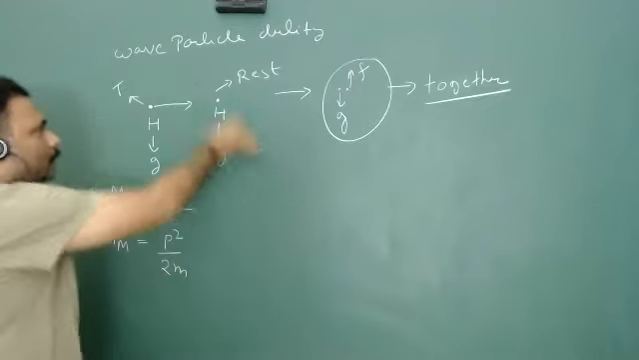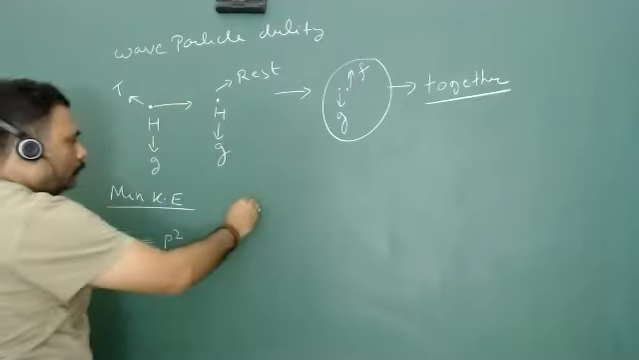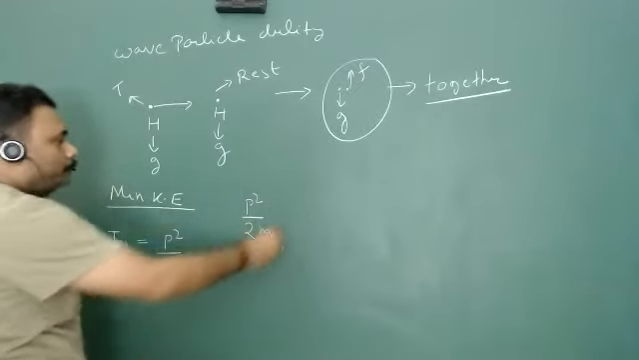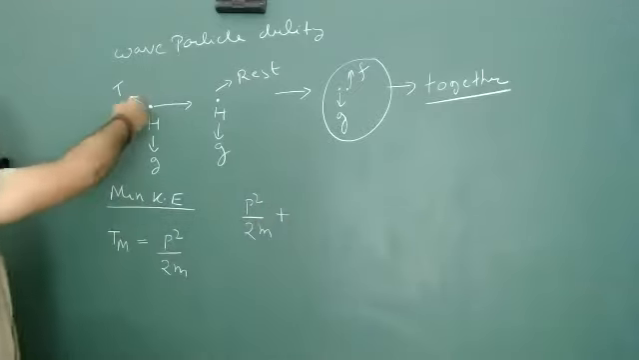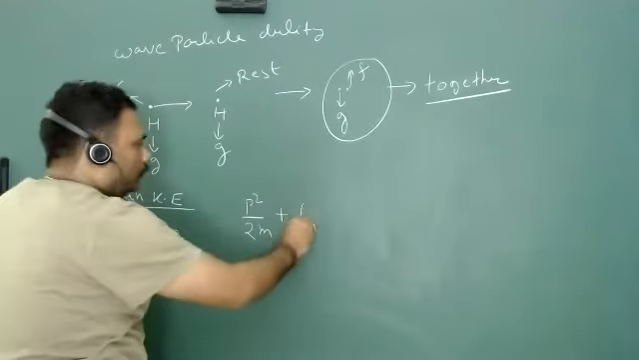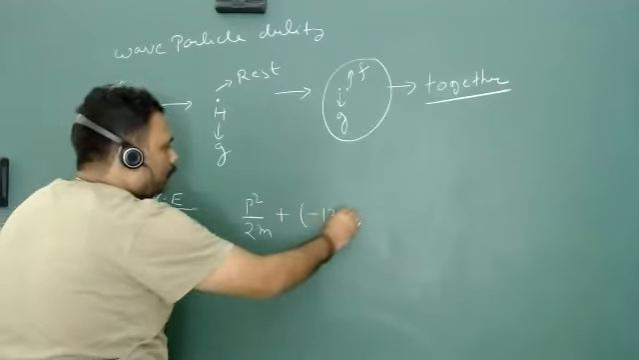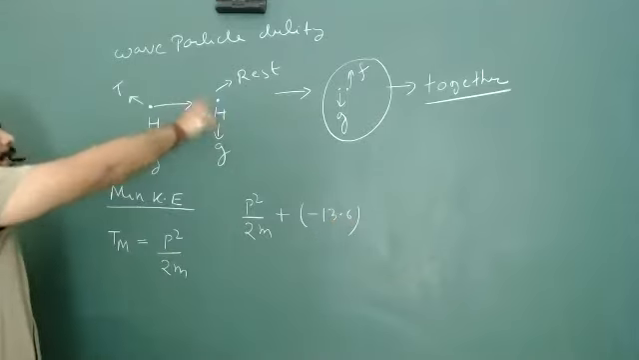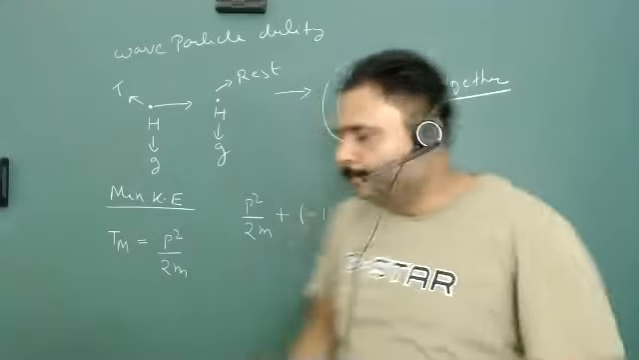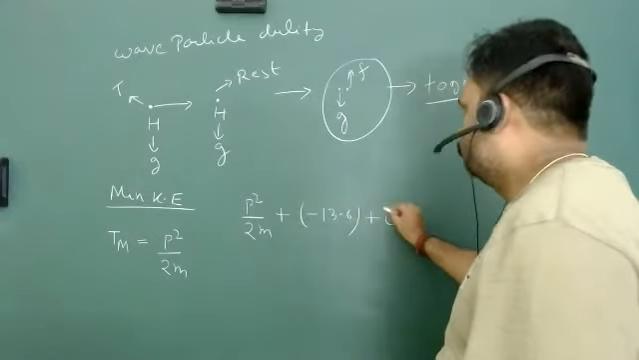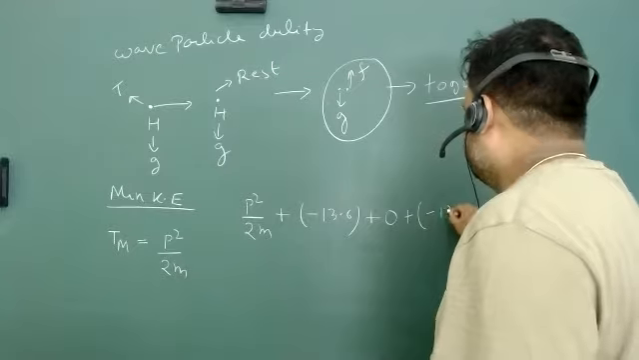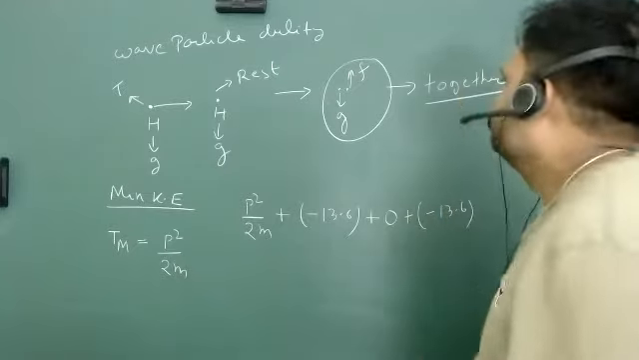So what is the equation? The equation is P square upon 2m plus the ground state energy. The electron is in the ground state, so that will be minus 13.6. The second particle is at rest, so it has zero kinetic energy. This is for the first one. And this one is also at rest, and its energy is minus 13.6.